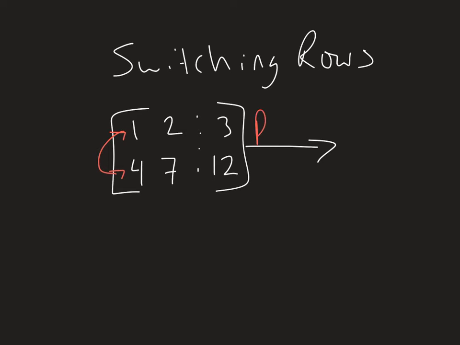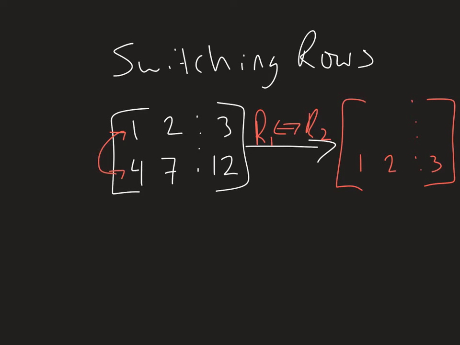So I can say R1 switch with row 2. There's a little bit of nomenclature here, and then I will put the result in another matrix to the right of the one where I start. So instead of having row 1 be 1, 2, 3, that'll become row 2. And then we'll have our dotted line in between the 2 and the 3.